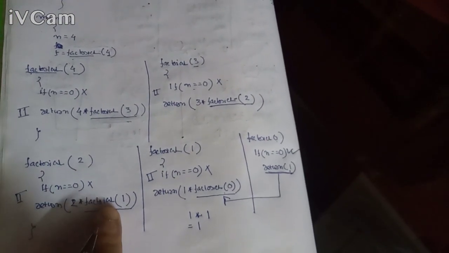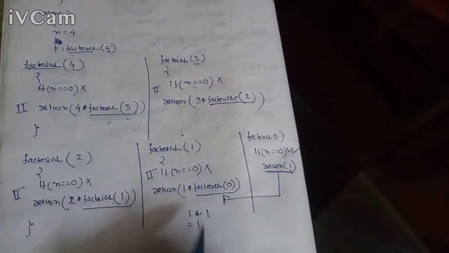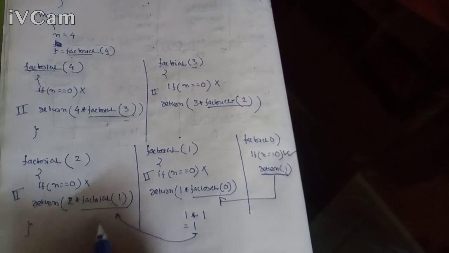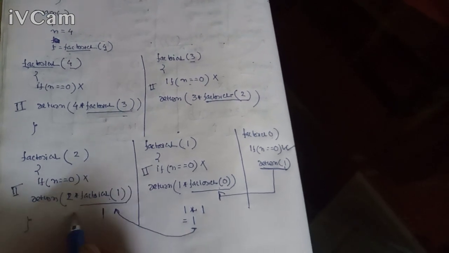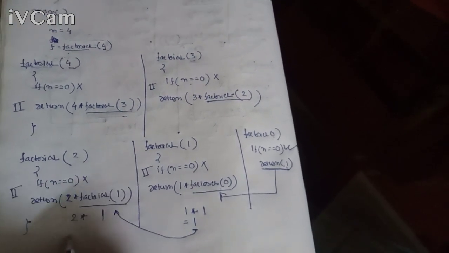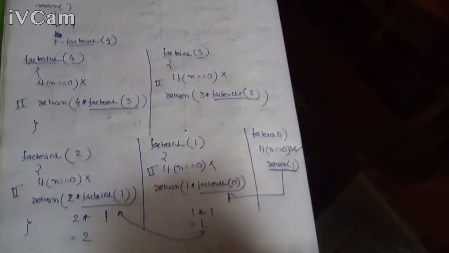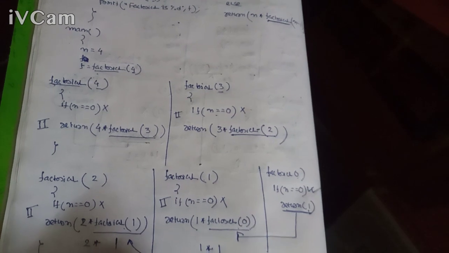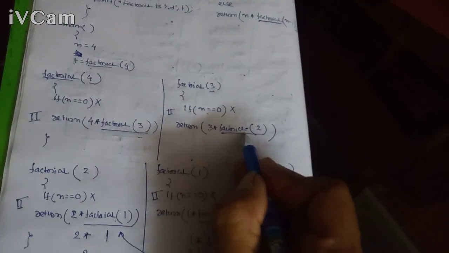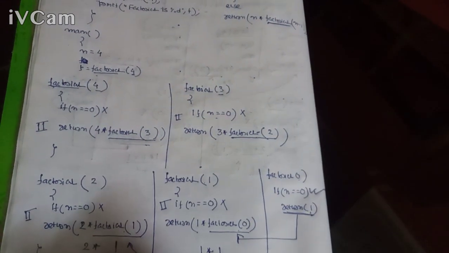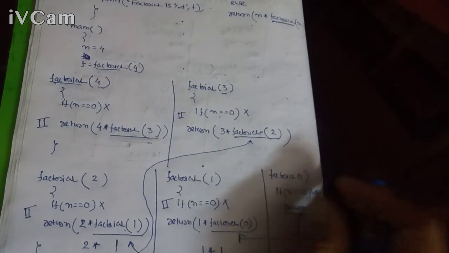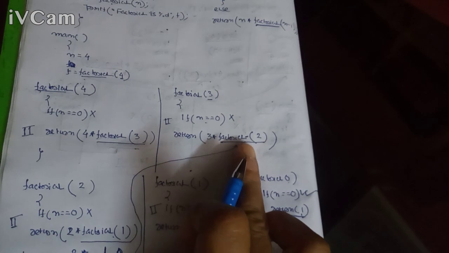That is factorial 1. Now what is the value of factorial 1? We know that is 1. So 1 comes here, and this one is 1. So 2 into 1, the result is what? That is 2. So this 2 comes where? In this particular part. So what is the value of factorial 2?